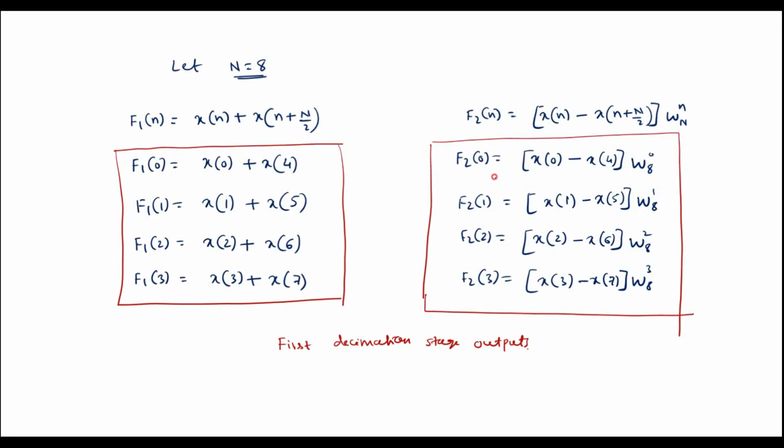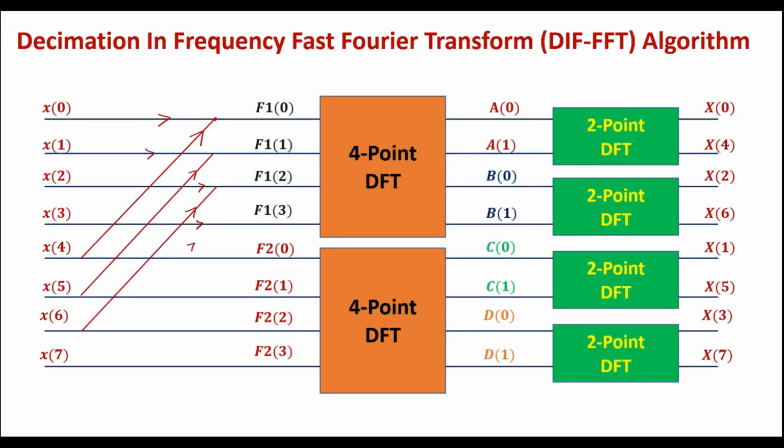So here f2 of 0 is x of 0 minus x of 4. This result should be multiplied with w8 power 0, that is the twiddle factor. So here f2 of 0 is x of 0 minus x of 4. So just here we have x of 4. We have to connect the x of 0 line with this line. So it will be like this. So show the arrow mark like this. This arrow mark indicates the direction of flow of signal.